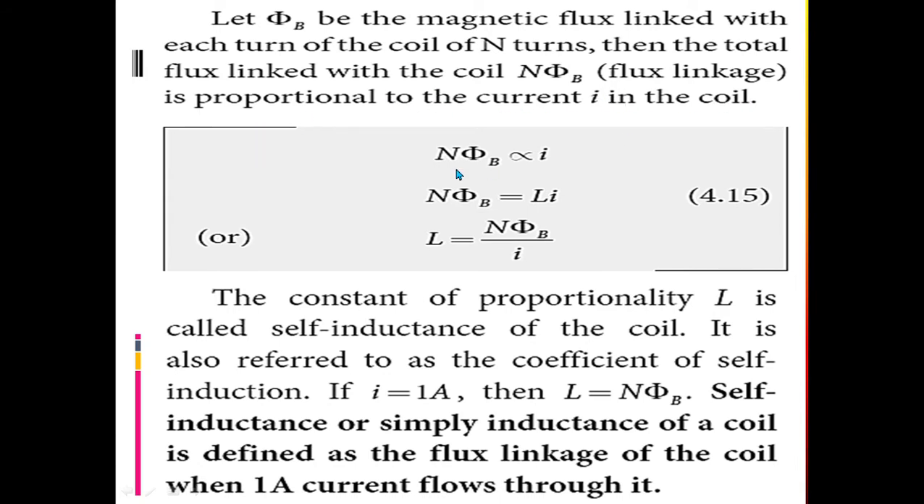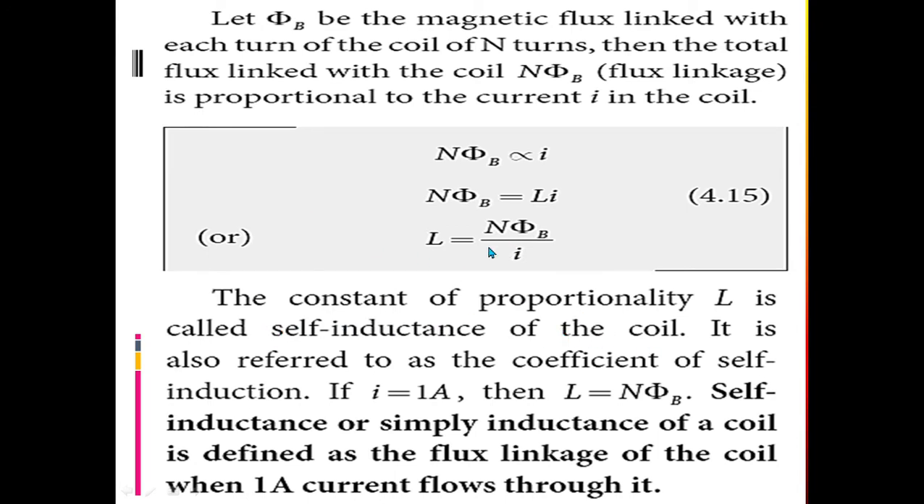Now the equation is N phi B is directly proportional to I. Removing the proportionality, we can multiply by a proportionality constant. So N phi B is equal to L times I. Rearranging this equation, we obtain L equal to N phi B divided by I. This L is the constant of proportionality, called the self-inductance of the coil.